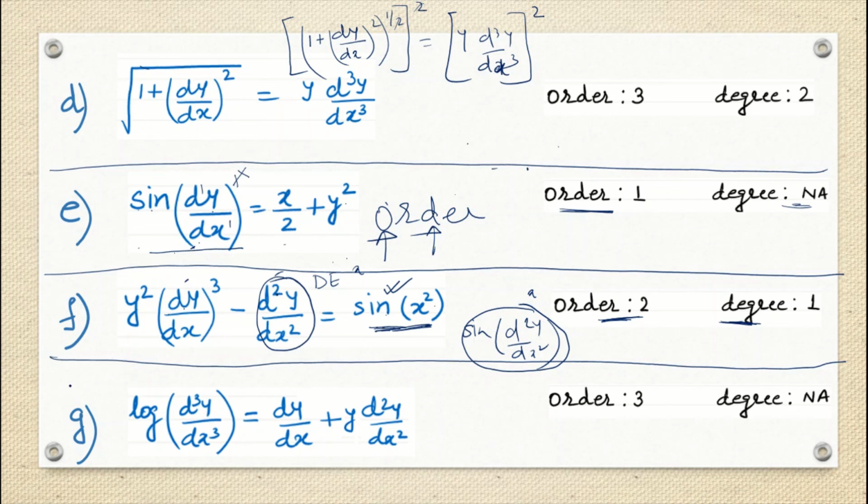Fine. Now the last question is log of d3y by dx cube equals dy by dx plus y d2y by dx square. Okay, this is exactly the same scenario as we saw before. The highest derivative is d3y by dx cube. So the order is 3. But the derivative is not independently present. This is log of d3y by dx cube. So we'll say that the degree cannot be defined.